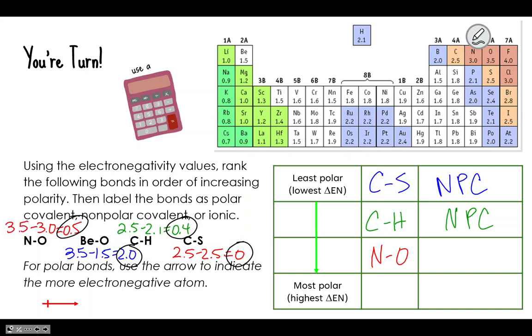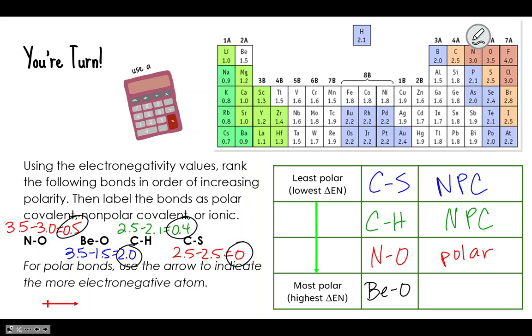So that one is barely polar, but it does make it under the polar mark because polar has to be 0.5 to 1.7. So it is slightly polar. Okay. And our last one is Be to O. Now, this one's a bigger difference than 1.7. So what category does that put it in?